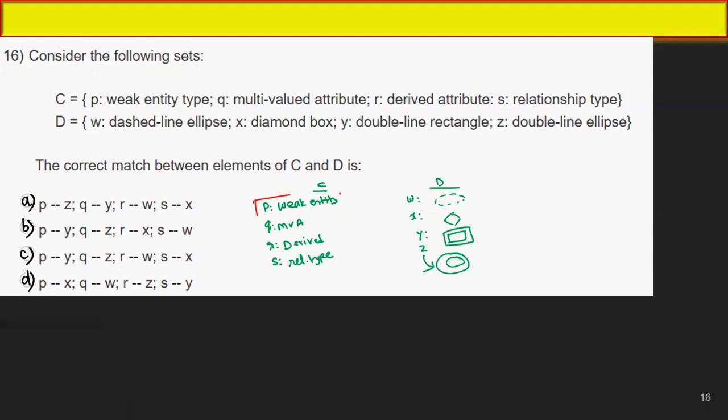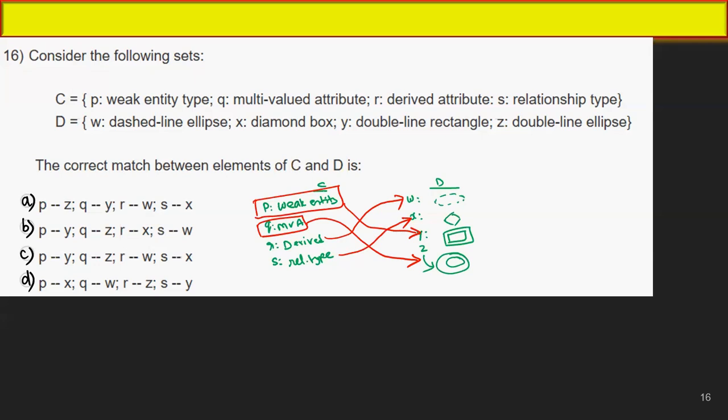Weak entity, obviously you know that it corresponds to which number? Answer me in the chat window. Weak entity corresponds to which number? On the RHS with respect to D? Yes, Y. Very good. Multi-valued attribute corresponds to Z. Derived attribute corresponds to W. Relationship is nothing but a diamond symbol. That is nothing but this one.